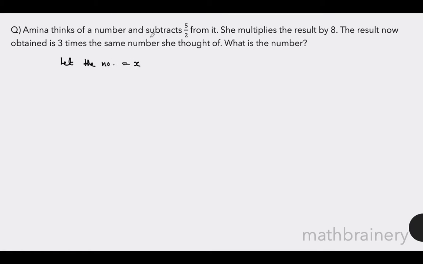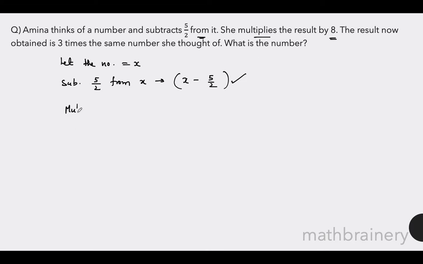Now, the first condition is she subtracts 5 by 2 from it. When we subtract 5 by 2 from the number, that is from x, what do you get? You must get x minus 5 by 2. So, this is the result Amina gets when she subtracts 5 by 2 from x. Now, the next condition is she multiplies the result by 8. This is the result which she gets by subtracting 5 by 2. Now, this is multiplied by 8.